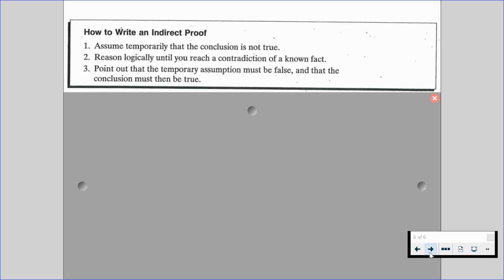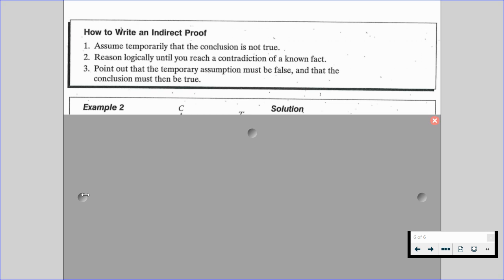These are the 3 steps that we take when we're writing an indirect proof. First step, we're going to assume temporarily that the conclusion is not true. That's always your first sentence: assume temporarily that, and then the negation of the conclusion. Step number 2, you want to reason logically until you reach a contradiction of a known fact. And then step 3, we're going to point out that the temporary assumption must be false and that the conclusion then must be true. You're proving that your assumption in the very beginning is false.